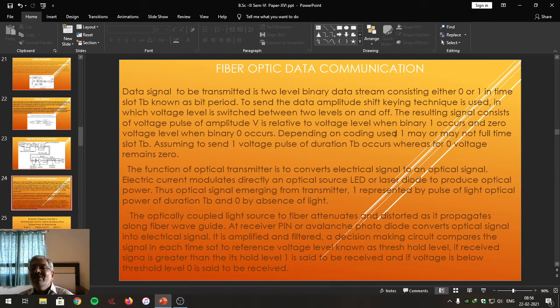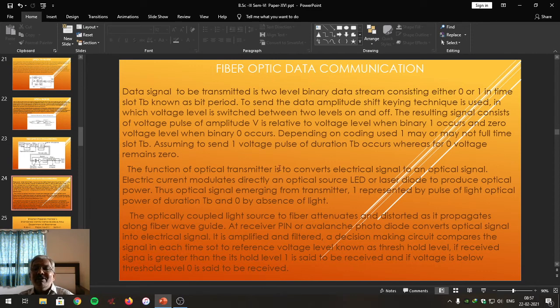Depending upon the coding used, one may or may not fill the full time slot TB. Assuming to send 1, one voltage pulse of duration TB occurs, whereas for 0 the voltage remains 0. So here the concept of digital data is explained.